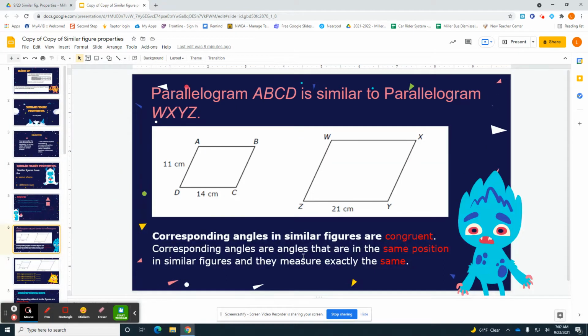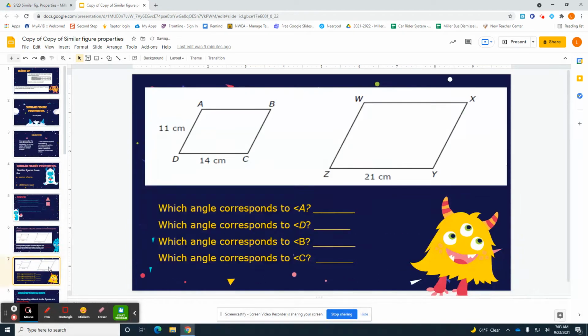Corresponding angles are angles that are in the same position in similar figures and they measure exactly the same. So in similar figures, your angles are congruent. They're in the same position, so they measure exactly the same. If this is not a 90-degree angle, say it's an 80-degree angle, then this here would also be an 80-degree angle. I'm just putting a number out there. I'm not saying that that's a 90-degree angle. All right, moving on to our next slide.